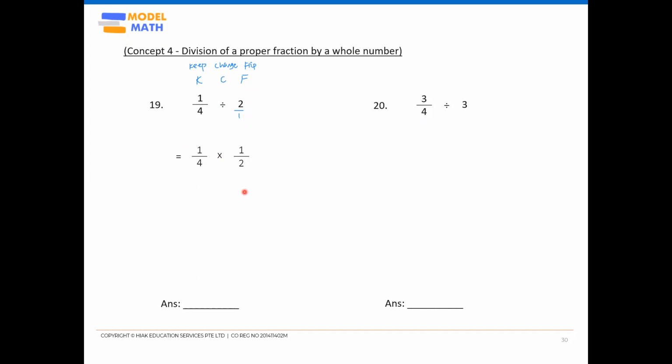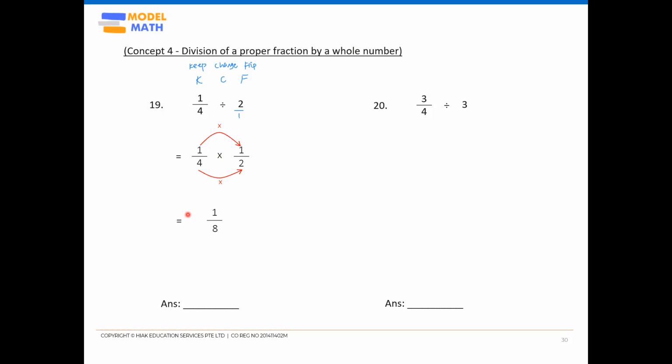You see? Once I have this, and you have learned how to multiply fractions in the previous section, you may refer to the other video for the multiplication part. You can just go on to apply how to multiply fractions. For this one, no cancellation is involved, so just numerator times numerator, denominator times denominator. That will give you 1 out of 8.